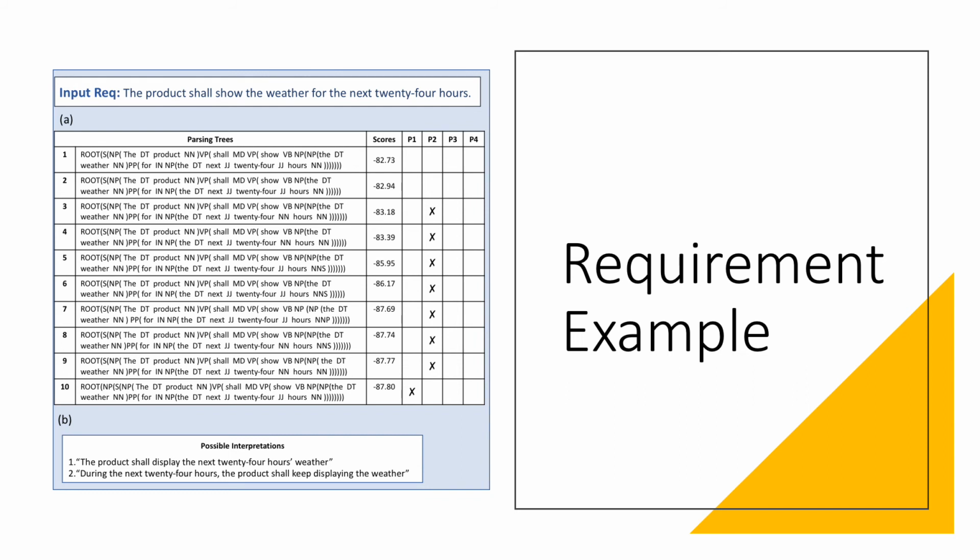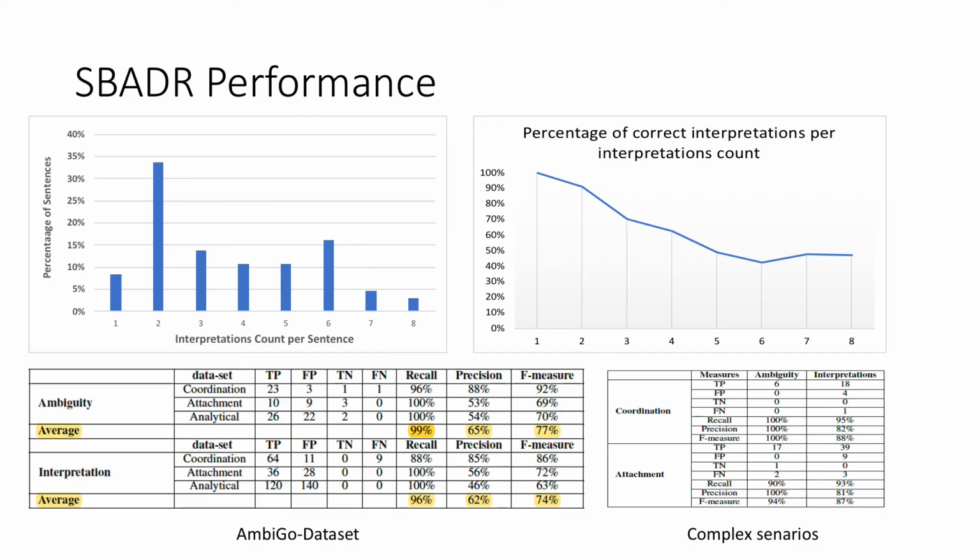Another requirement example is shown where the system is also able to remove redundant or not needed interpretations for the input requirement and only keep the possible correct interpretations for the input requirement sentence.